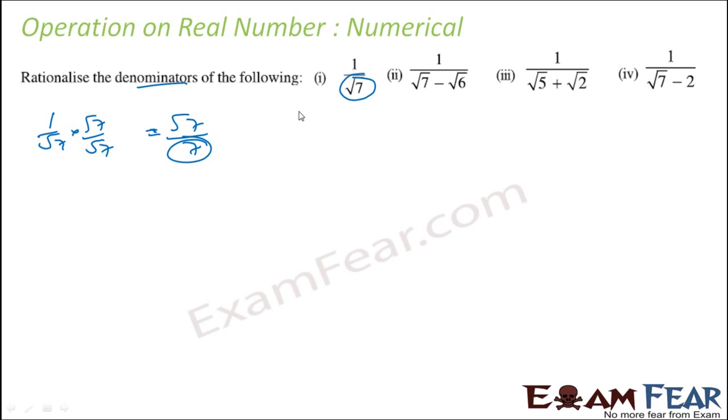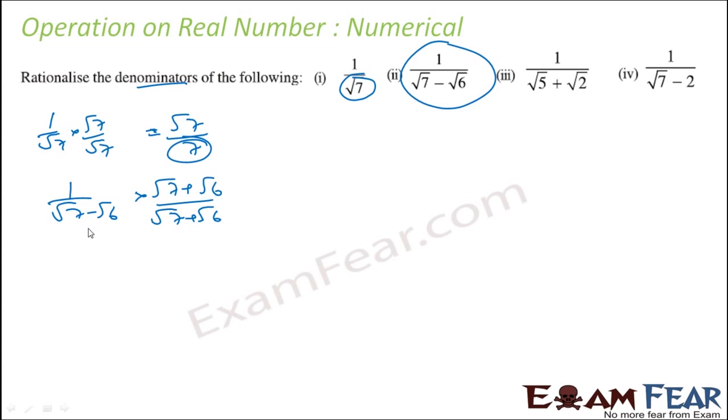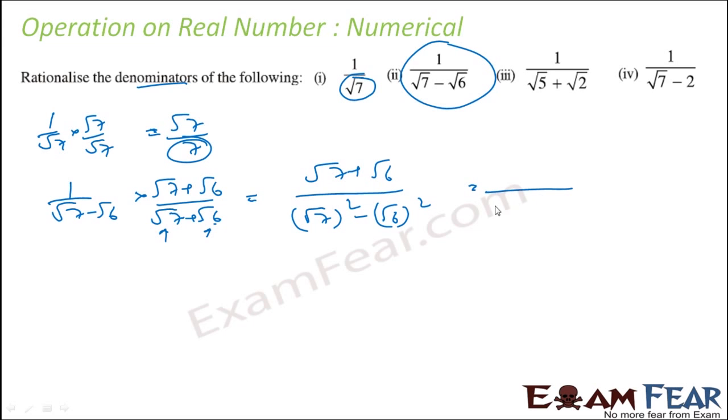Rationalization of the denominator of the following expression. Let's take this: 1 by (root 7 minus root 6). We have to rationalize this denominator. We can multiply and divide by root 7 plus root 6, like (a plus b)(a minus b). There is a chance it will get rationalized. Root 7 plus root 6 times root 7 minus root 6 is a square minus b square, where a is root 7 and b is root 6. So root 7 square is 7, root 6 square is 6, and what you get is (root 7 plus root 6) by 1, and 1 is a rational number.